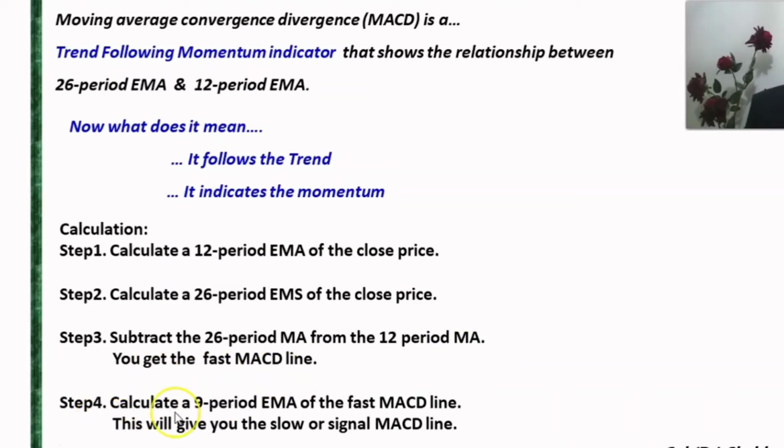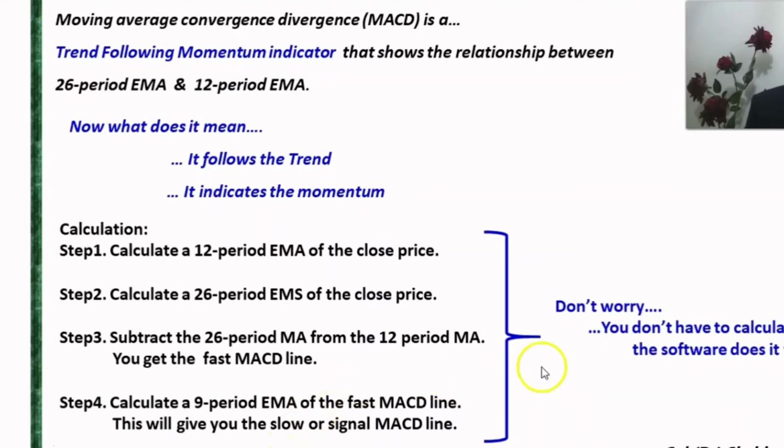Step 4, again you calculate the 9 period exponential moving average of the fast MACD line. This is the fast MACD line that you get. Of this you calculate, and then what you get is the signal line or the signal MACD line. Again, very complicated. Why I have written it here is just to show you how complicated it used to be in the earlier days. But nowadays you don't have to worry. You don't have to do all this calculation because the software does it for you.